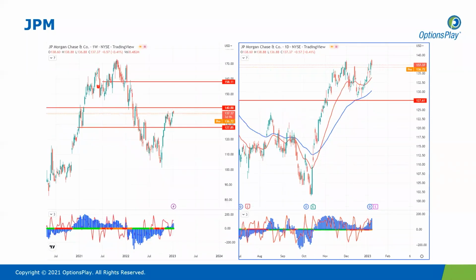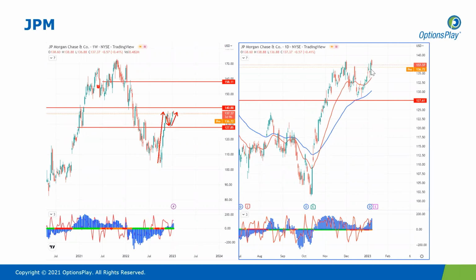Taking a look at a name that we were looking at for the last few weeks, JP Morgan. On the weekly time frame, we saw a strong move higher, breaking above 127 and essentially breaking above this bearish structure. Price did manage to pull back and bounce. Compared to last week, where price was below 135, now price is at 137, so it has rallied quite a bit.